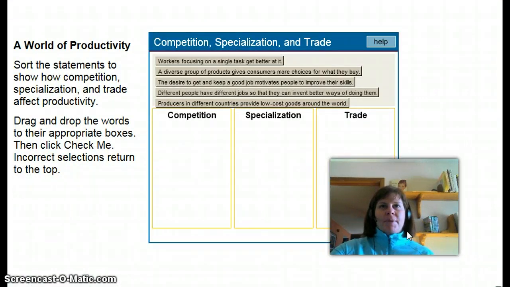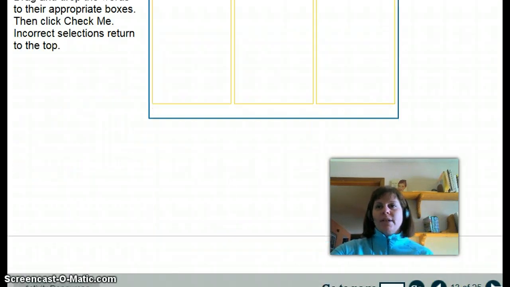And you can go ahead and do the competition, specialize, and trade, drag and drop on your own.